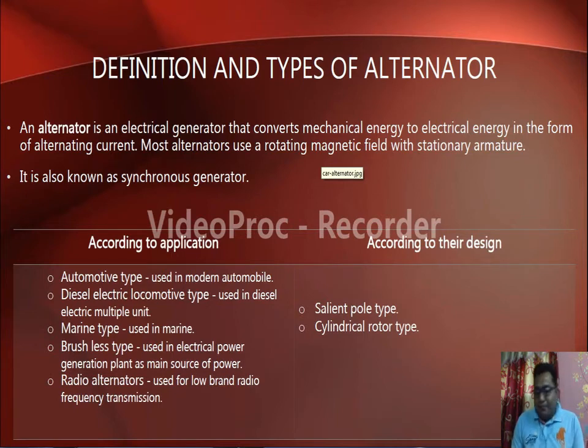And the marine type: as we know, in different marine cases we use this brushless type alternator. Okay, this is a very important thing.